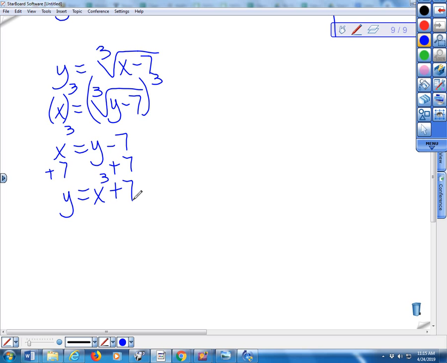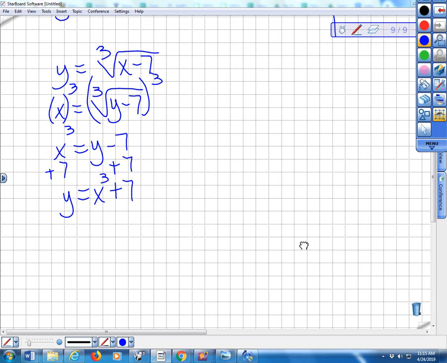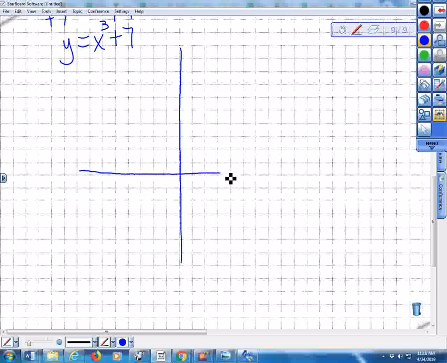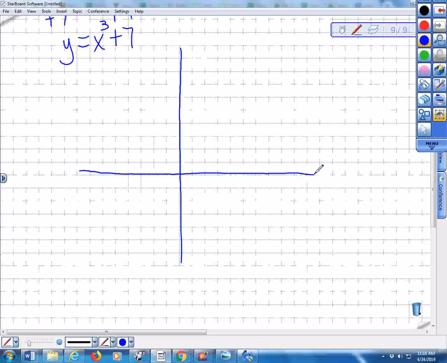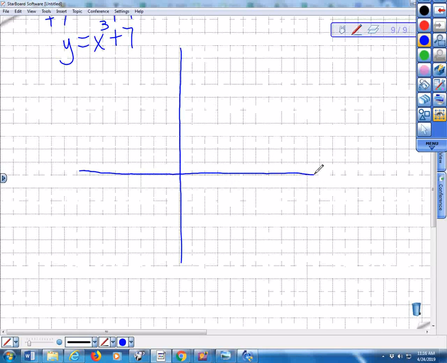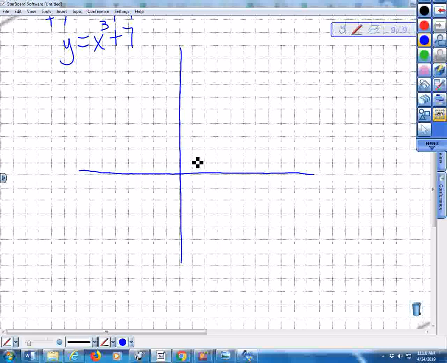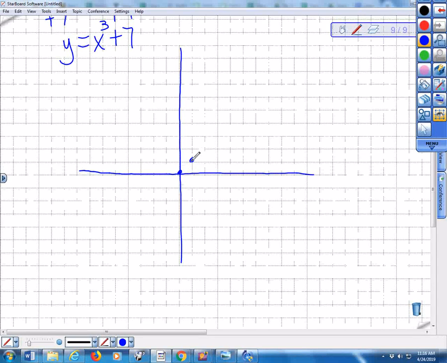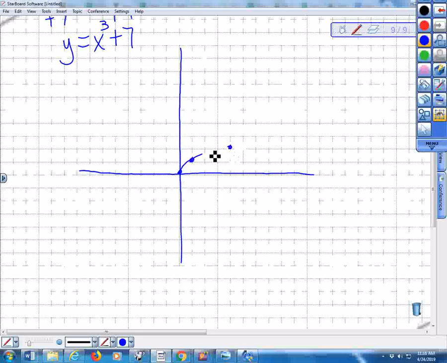All right, next three are graphing. So the first two are square root functions. So I'm going to graph the parent function. And that's here, here, 1, 2, 3, 4, 2. So there's the parent function.